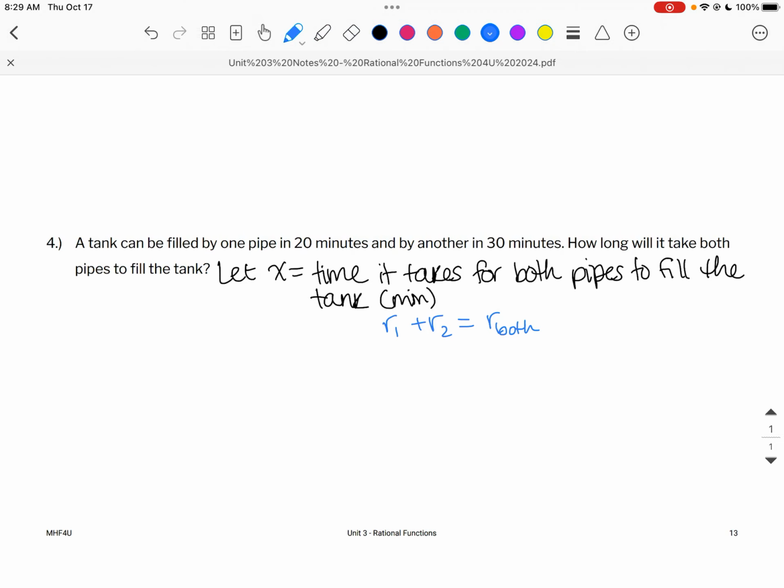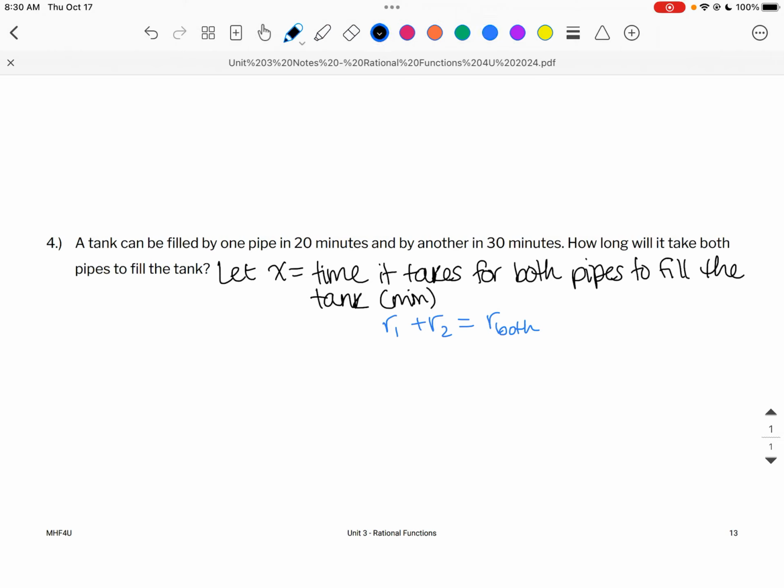So for example, let's say pipe 1 could fill up 10 tanks in 2 minutes. I'm just making up random numbers. So if they can fill up 10 tanks in 2 minutes, that means that their rate is 5 tanks per minute, right? If pipe 2 can fill up 6 tanks in two minutes, that means that they can fill up 3 tanks per minute. Well, that means that altogether they can fill up 8 tanks per minute. That's the together rate. Okay.